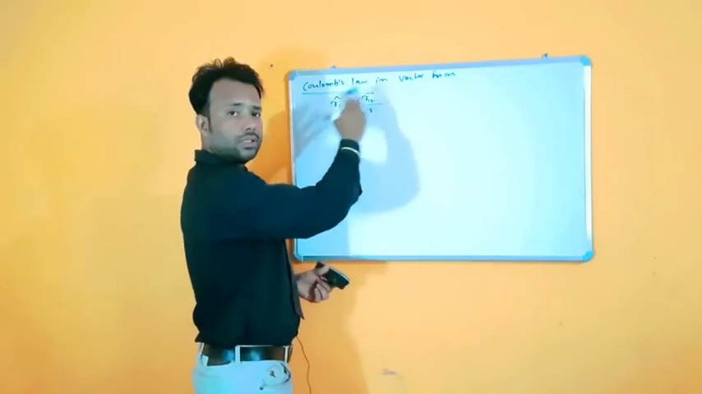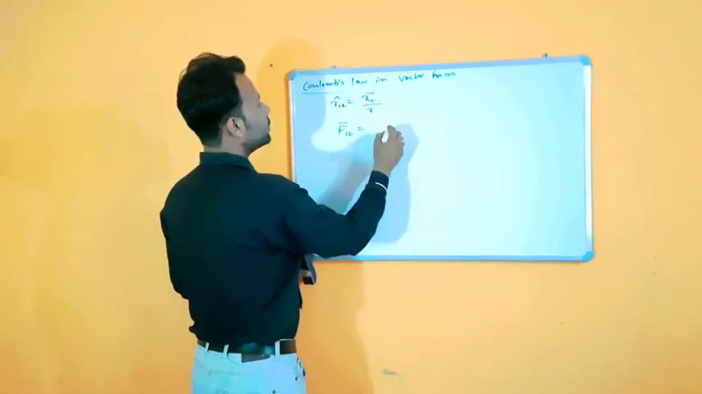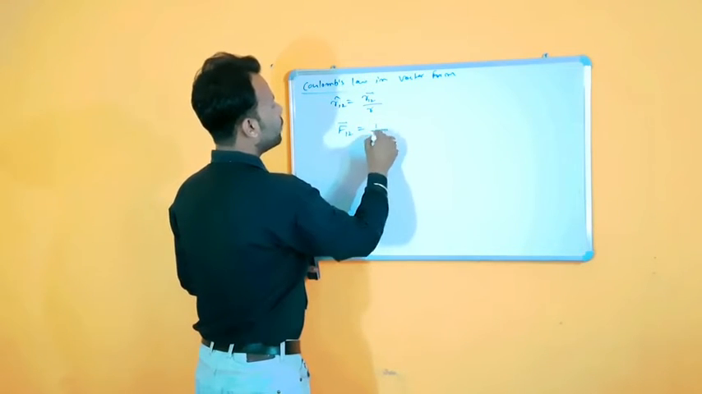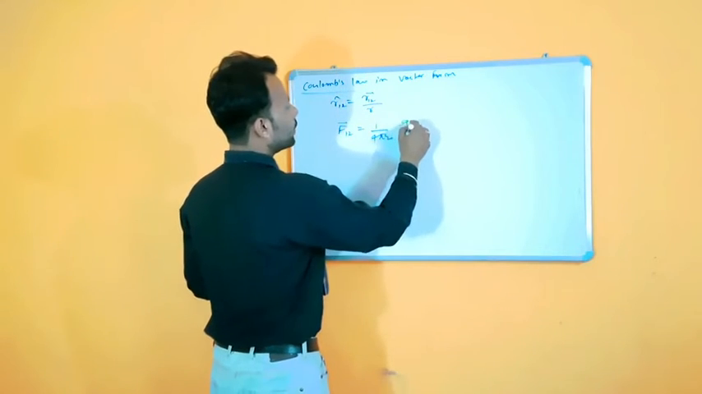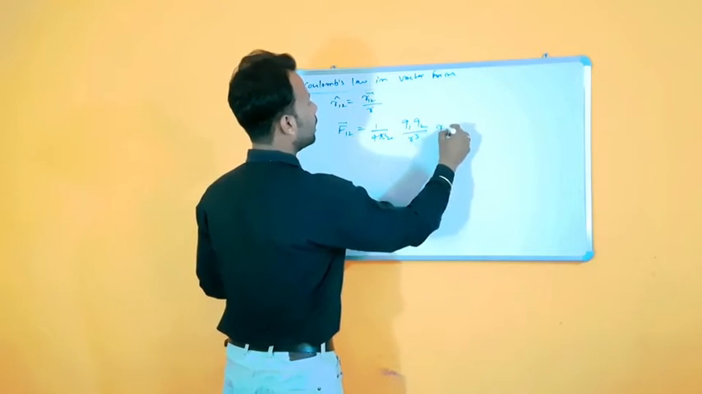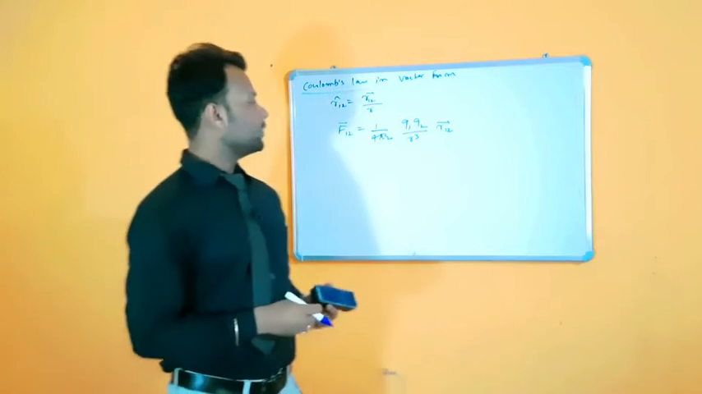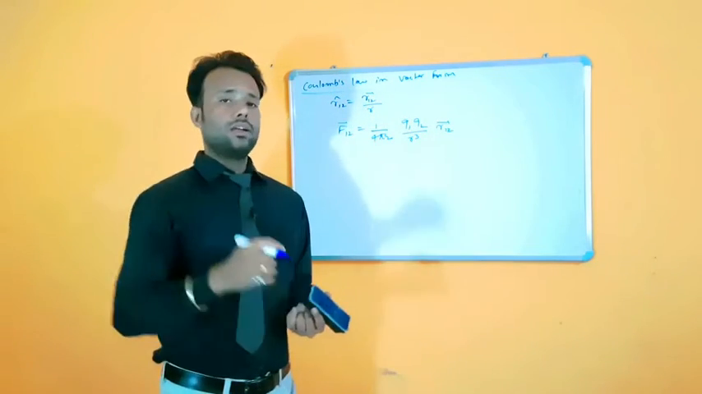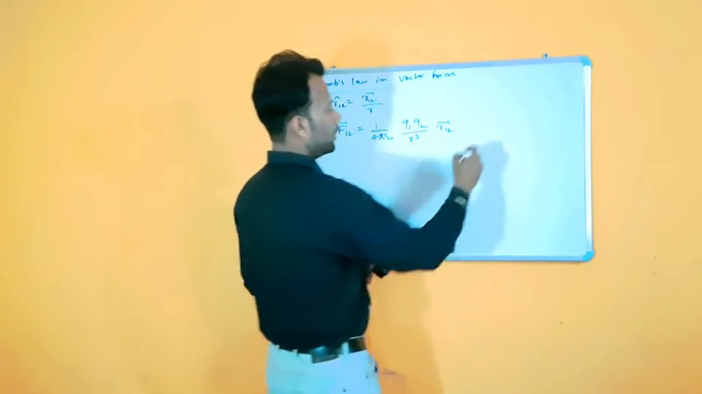So by putting this value, what will we get? We'll get F12 is equal to 1 upon 4 pi epsilon naught q1 q2 upon r cube into r12. So this is the force in vector form which acts on the charge q1 due to the charge q2. That is equation number 1.